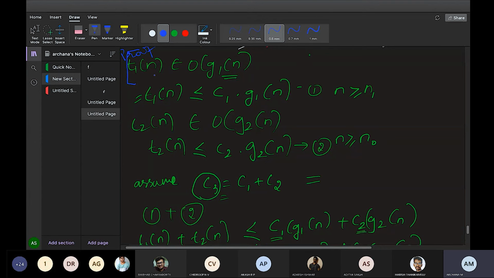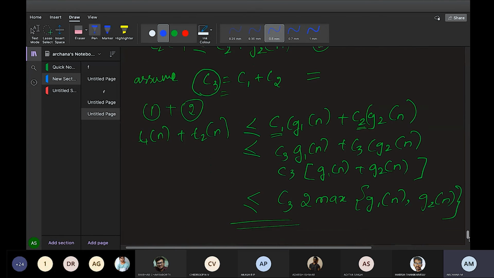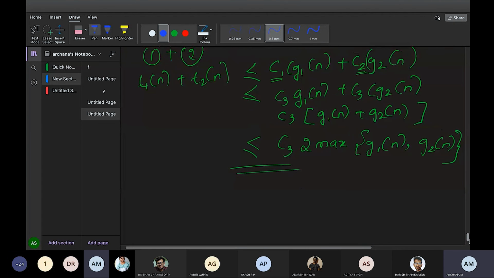So T1 of n belongs to big O of G1 of n. This is the formula for big O. And T2 of n belongs to big O of G2 of n. This is the formula of T2 of n. Now you have to assume C3 is equal to C1 plus C2, and finally add both the terms T1 of n and T2 of n. You'll get this. Take C1 and C2 as common and represent it as C3. And this is just a thing, you can skip this.